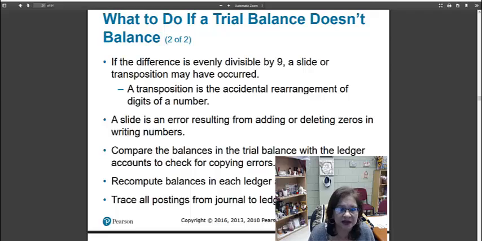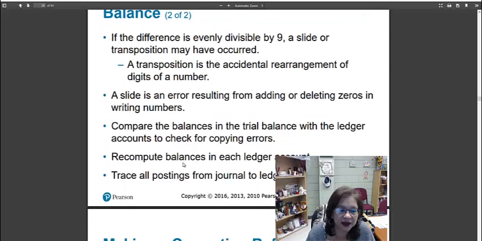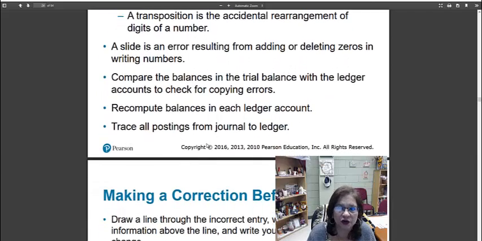And then what do I do if it still doesn't balance? If the difference is evenly divisible by 9, a transpositional error could have happened, meaning that when you're entering the information, instead of a 7 you put a 9, or if you saw a 6, you put in a 3, whatever the case may be, okay? Again, check your zeros. Compare the balances with the ledger as well. Make sure that your ledger and your journal match.